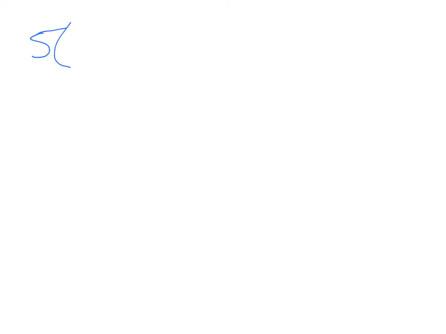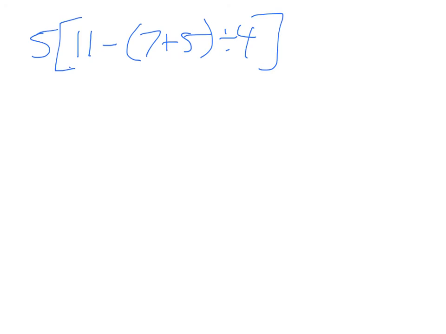Let's take a look at these two problems. 5 times, actually, I want to make that different. 5 times 11 minus 7 plus 5 divided by 4. And then I also want you to do this one: 60 minus 15 over 2 plus 7. Stop the recording, see how you do.